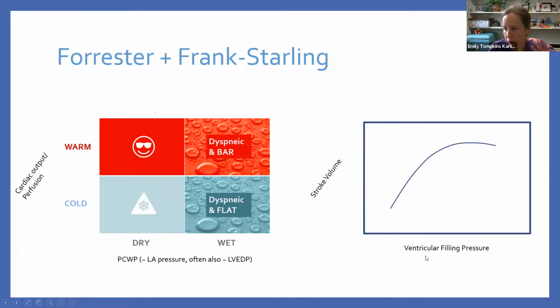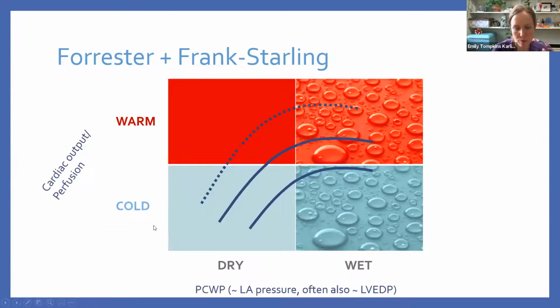And we said ventricular filling pressure, LV end diastolic pressure is often very similar to left atrial pressure and pulmonary capillary wedge pressure. So the x-axis is also representing basically the same thing. So that means you could take these two curves and pretty much put them with each other and have pulmonary capillary wedge pressure on the x-axis and cardiac output or perfusion on the y-axis, and have your 4 quadrants and put your curves right on top of them.